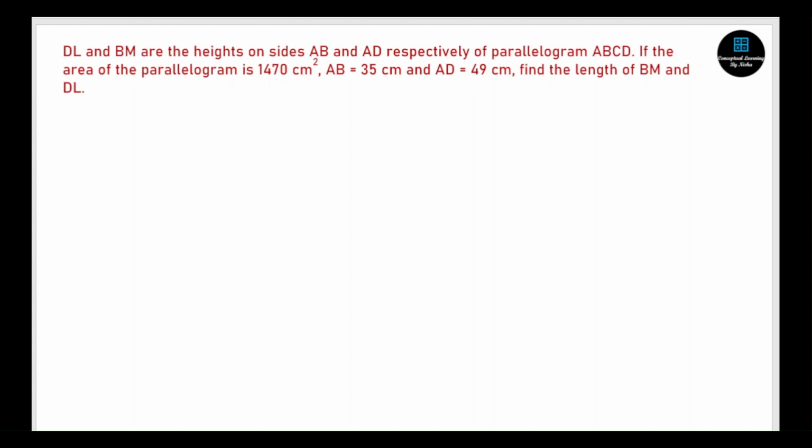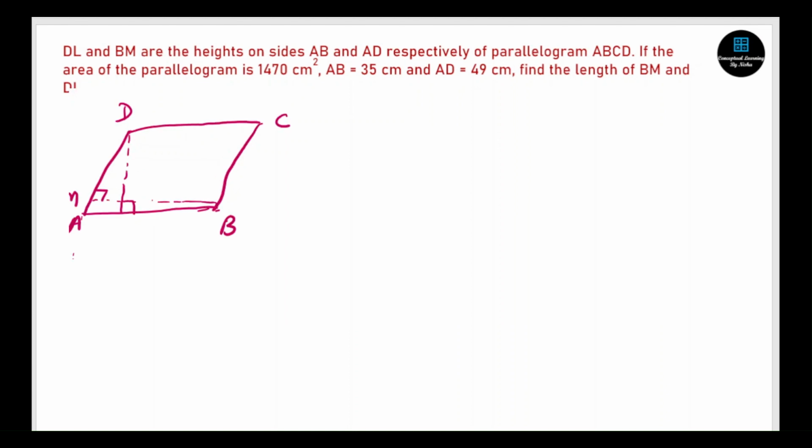Okay, so we'll draw a rough diagram so that we can understand the question. Here ABCD is a parallelogram. Now DL is the height from D to AB. So I'll just make the height over here. This is DL and BM. BM is on AD. Okay, so here I have to make a perpendicular.